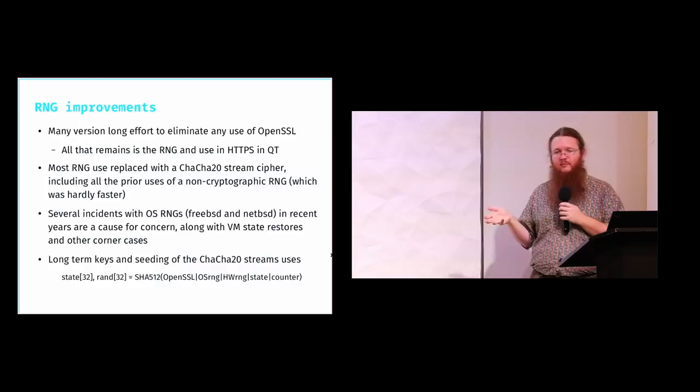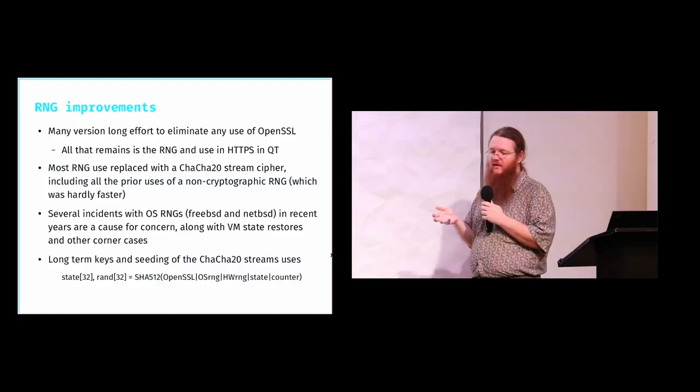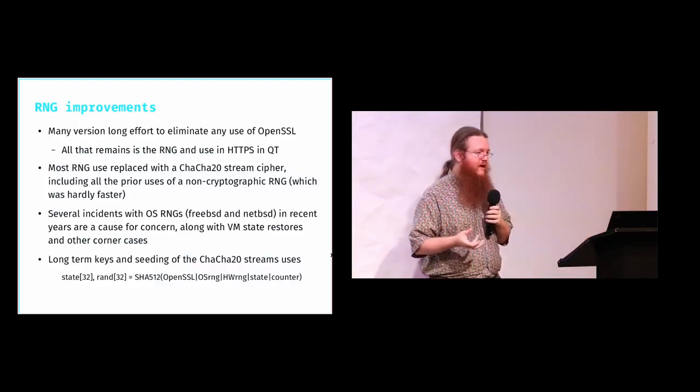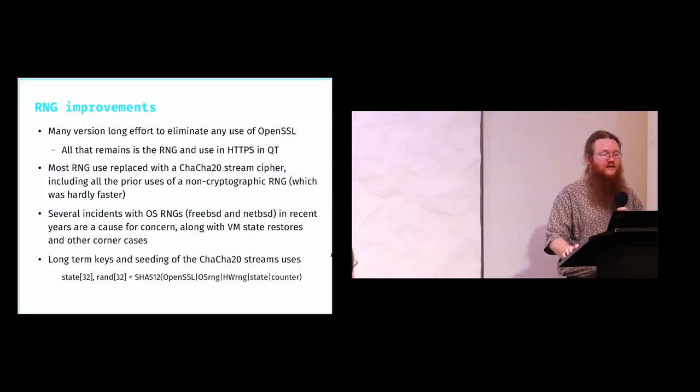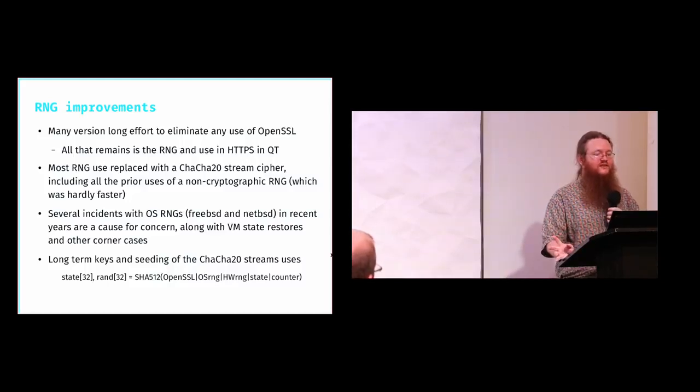So most of the random number use in the software package has been replaced with using ChaCha stream ciphers, including all the cases where we weren't using a cryptographic random number generator. So there was a Unix rand-style random number generator that was used for things that needed to be random but not secure. But those now all use a cryptographic RNG because it was hardly any slower to do so.